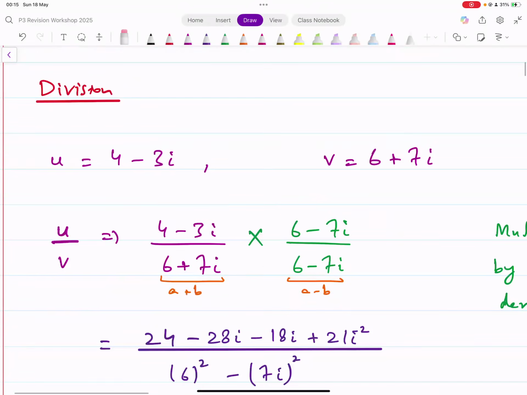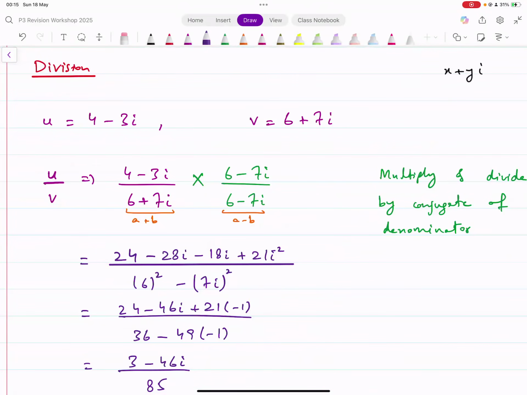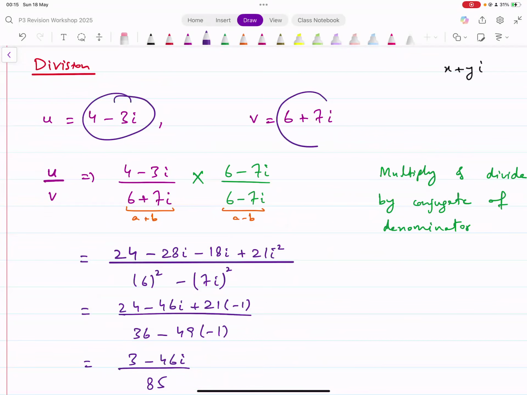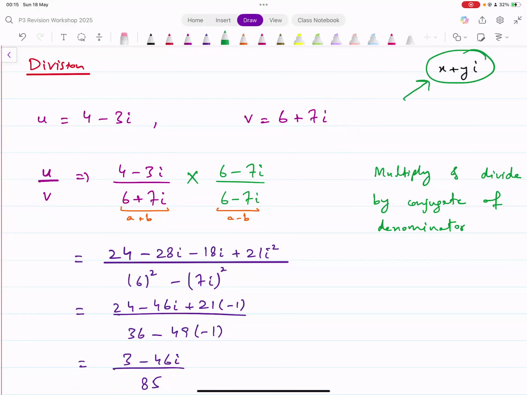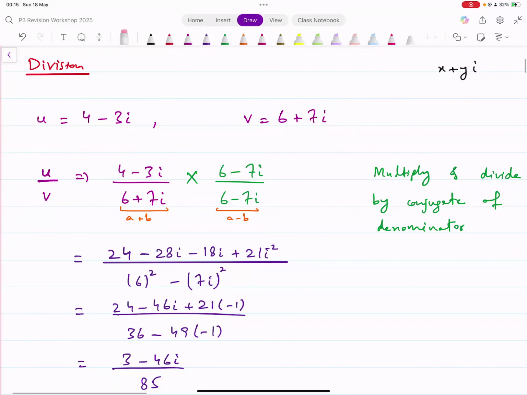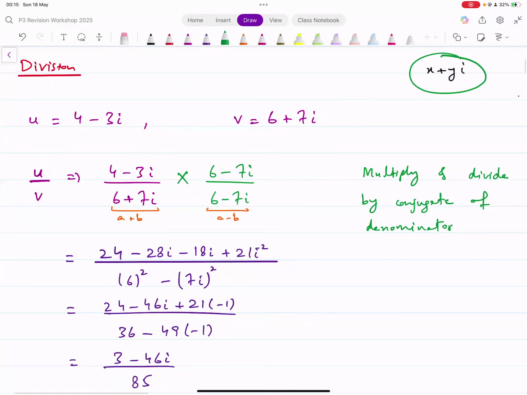If you have to divide two complex numbers, how does that work? If you have 4 minus 3 iota and 6 plus 7 iota, you want to divide one complex number by another complex number. Let's say you want to do u over v. How would that work? 4 minus 3 iota over 6 plus 7 iota. The final result that we want has to be in this form, x plus y iota. Now, in this case, we have iota in the denominator. We don't want iota in the denominator. We only want it in the numerator in this form, x plus y iota. So the point is we want to get rid of iota from the denominator.